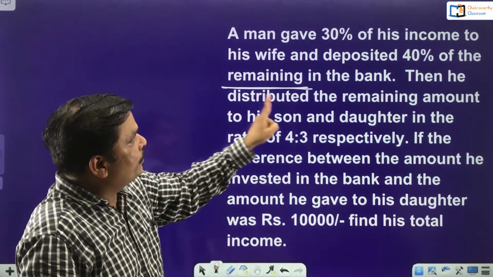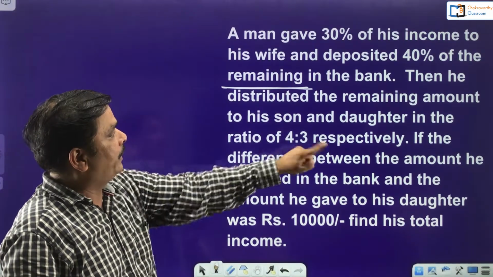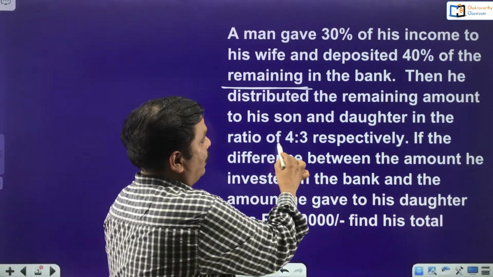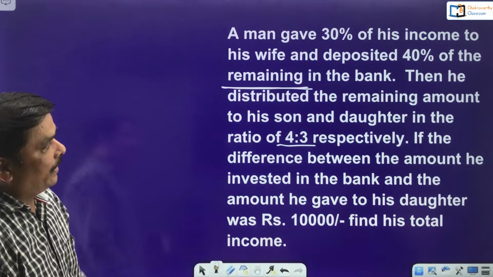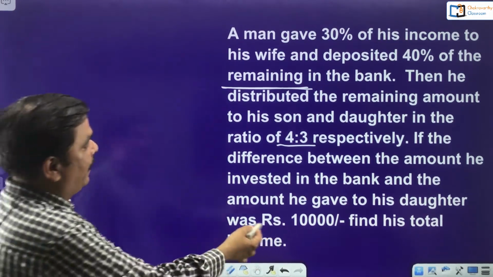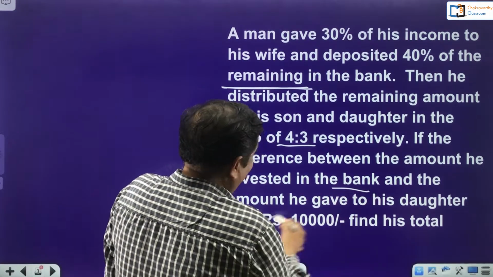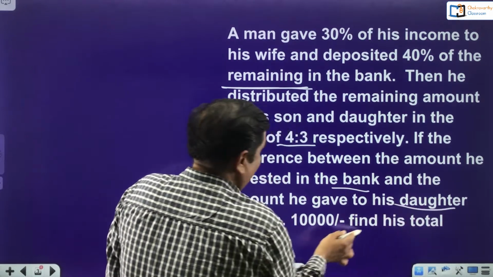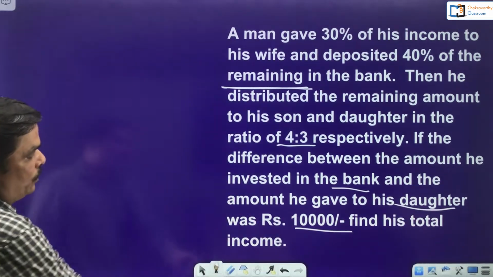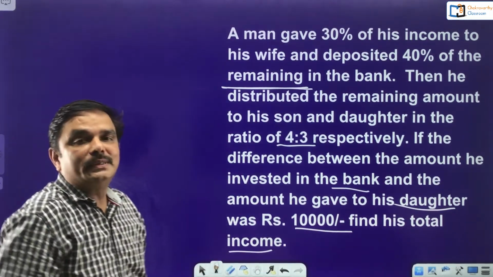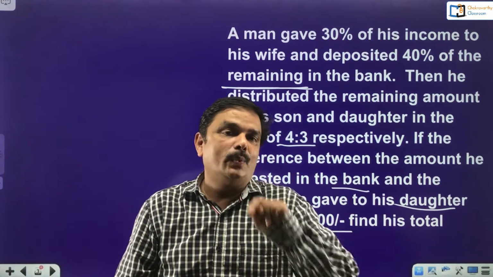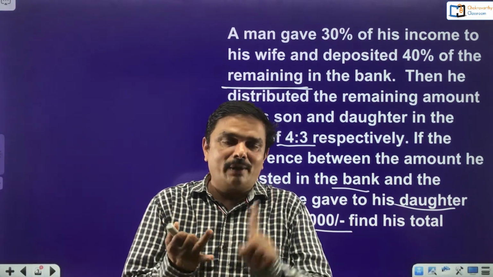Then he distributed the remaining amount to his son and daughter in the ratio of 4:3 respectively. If the difference between the amount invested in the bank and the amount given to his daughter is 10,000, then find his total income.